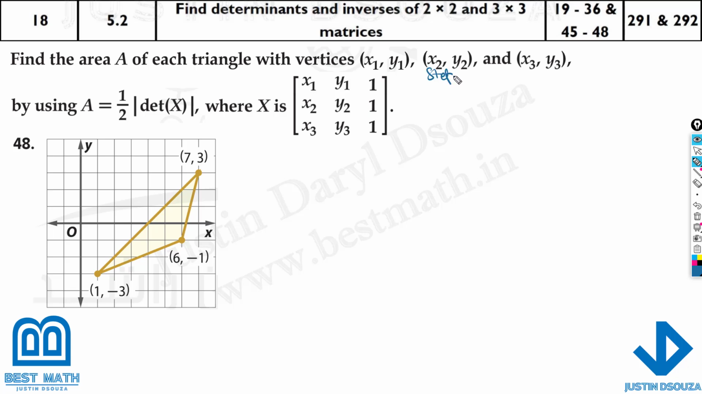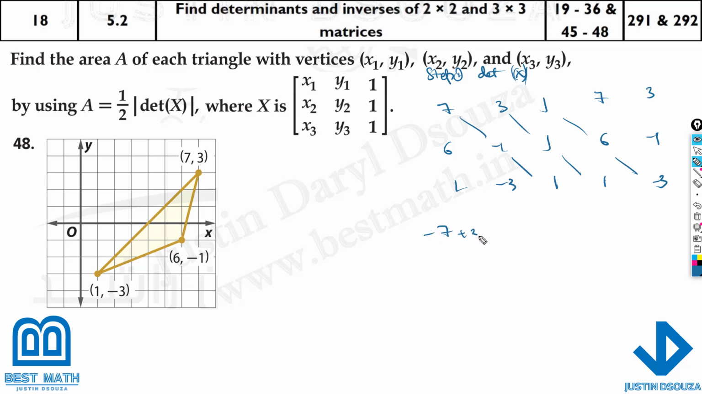And let's do this. First, step 1, determinant x. Let's bracket. Now what we do is we write x1 7 3 1, 6 minus 1 1, and lastly 1 minus 3 1, and this repeats 7 6 1 and 3 minus 1 minus 3. Now it's always from upside to downside. It's minus 7 plus 3 minus 18 subtracted by minus 1. 7 times 3 is 21, it's negative 21 and plus 18.